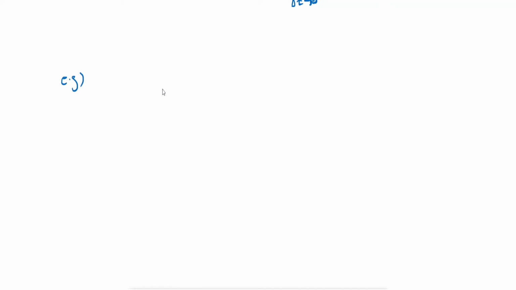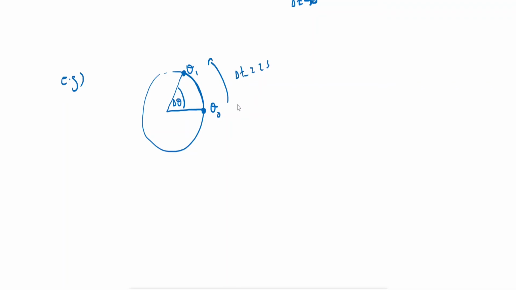Let's do an example. I have a body that is rotating. If I place an object here, it will move, and after some time it will find itself somewhere here. This is delta theta, where this is theta 0 and this is theta 1. I'm telling you that to move there it took about 2 seconds, and it's moving at a constant angular speed, so we can use the average angular speed.